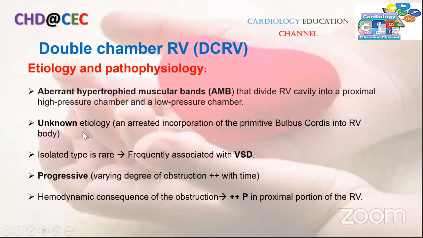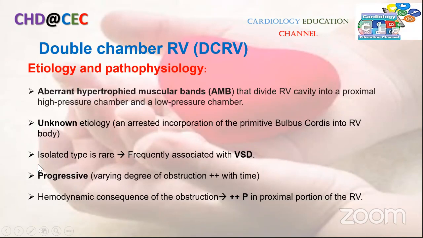Some also explain it because of the frequent association with the VSD. So it's explained by the jet of the VSD itself, which will induce hypertrophy at the RV side, causing the double chamber or the obstruction at the RVOT. Isolated DCRV is quite rare, but it is frequently associated with VSD.